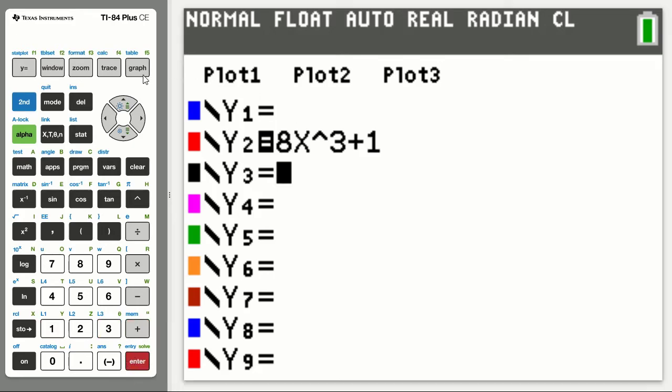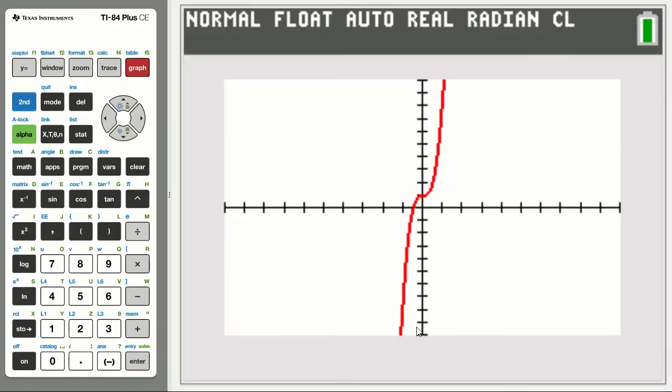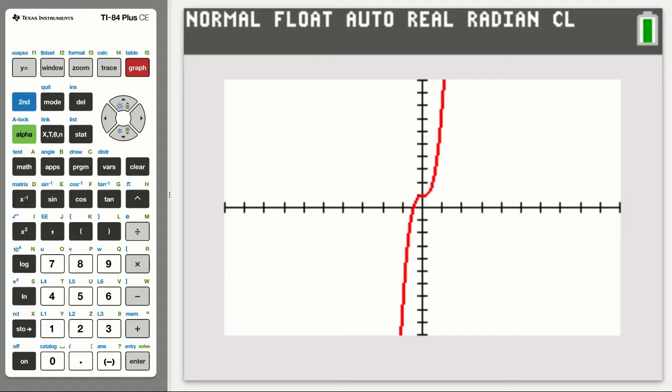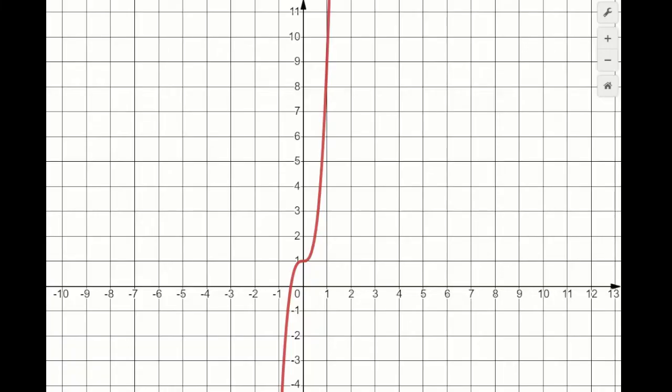Now let's show the graph using the TI calculator. That's the function. That's the graph. And just like that with Desmos, that's the graph. So the two versions look exactly the same. Desmos is a little more precise, with better resolution.